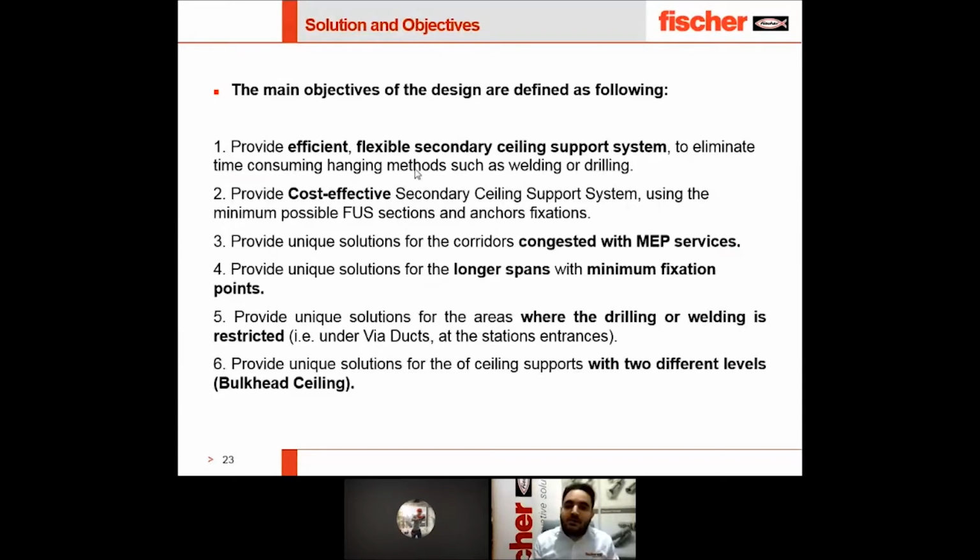We also provide a solution when you have a difference in level for the false ceiling. We have a complete system for the false ceiling and the bulkhead, which we saw before in the previous pictures.